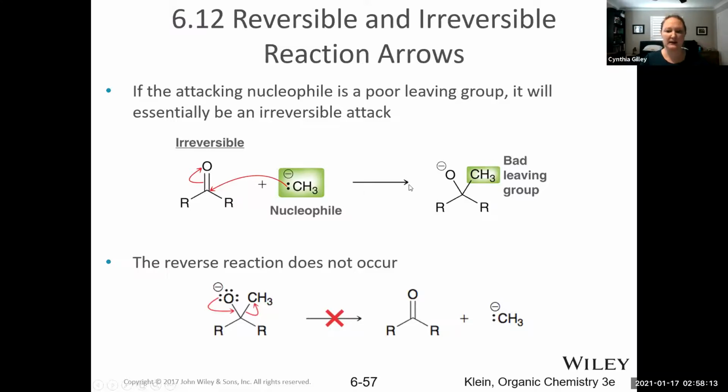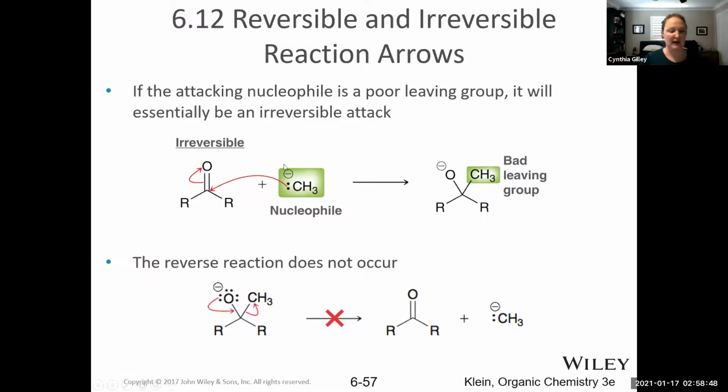How do we know it's a bad leaving group? Recall that good leaving groups are the conjugate base of strong acids, right? So if you're considering this as a leaving group, the conjugate acid is methane, which is CH4. And methane has a very high pKa of 50. So it's a very, very, very weak acid, which means this is a very, very strong base. And recall that good leaving groups are weak bases. So this would be a very bad leaving group.